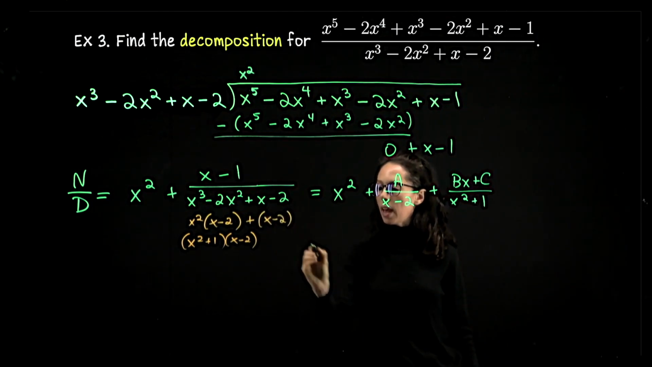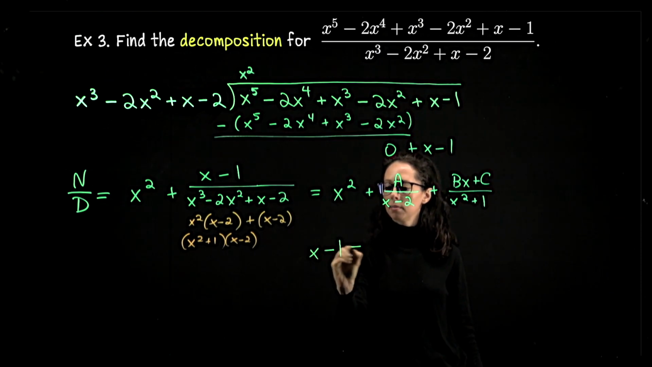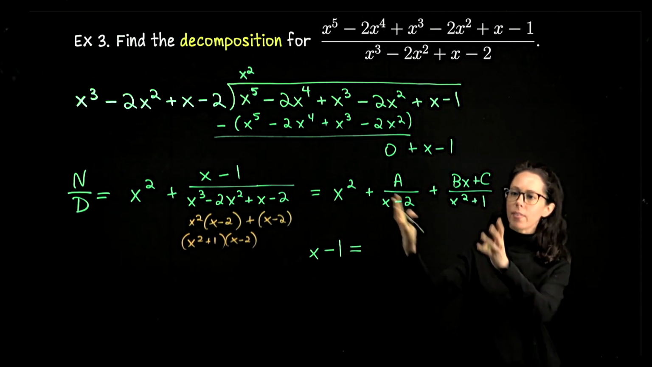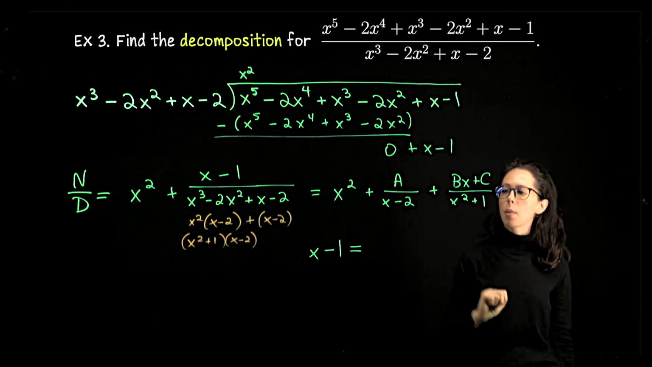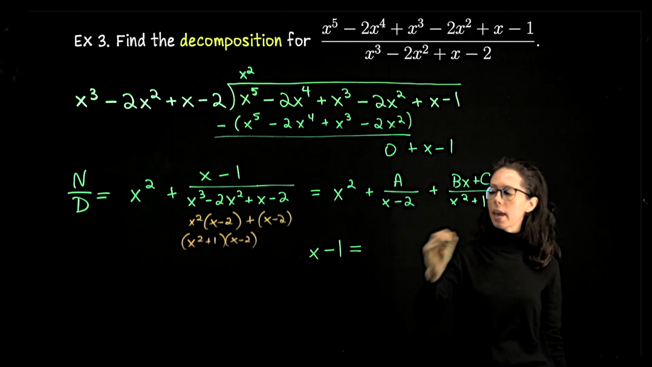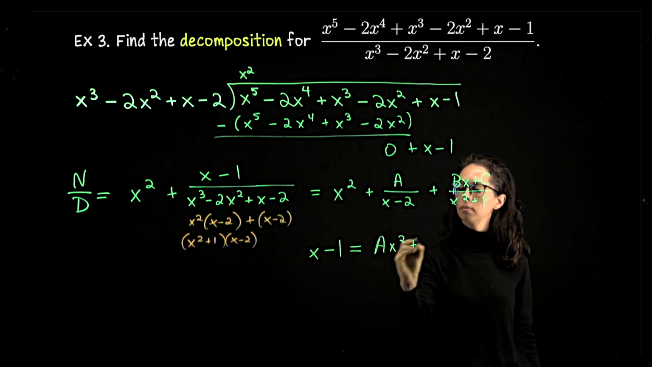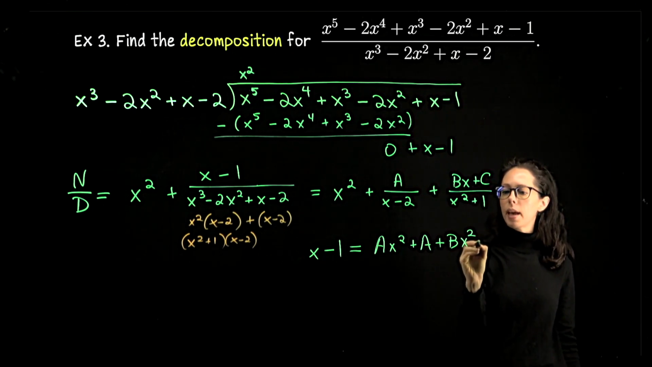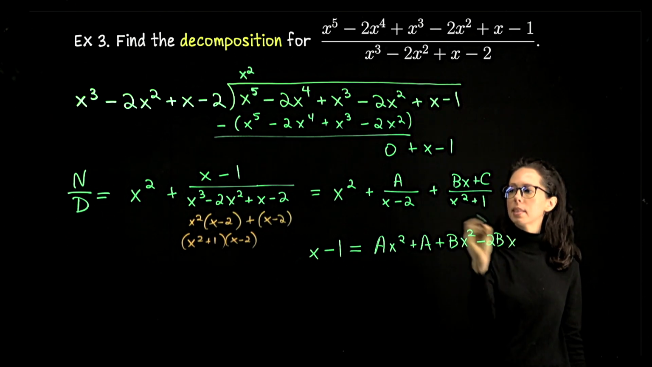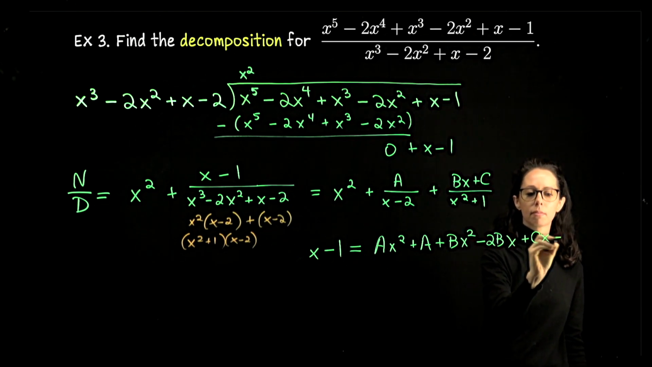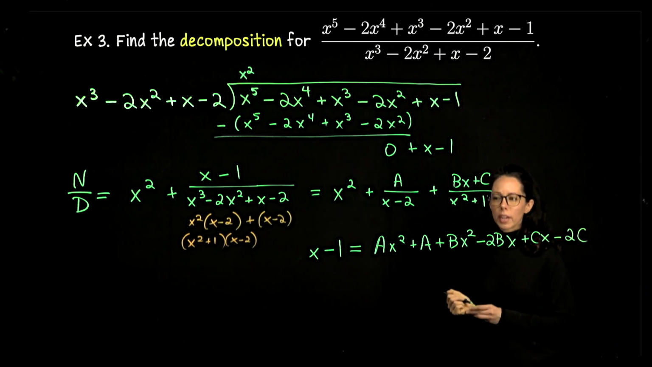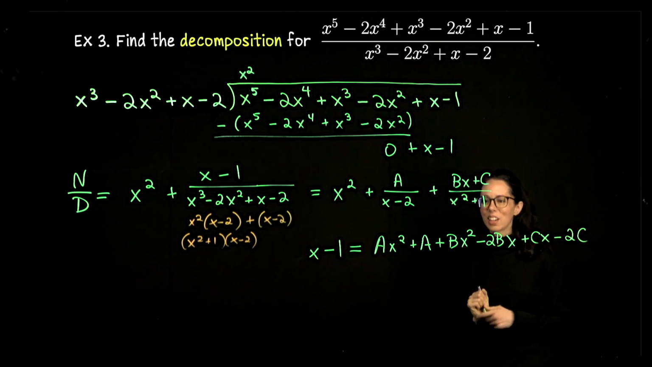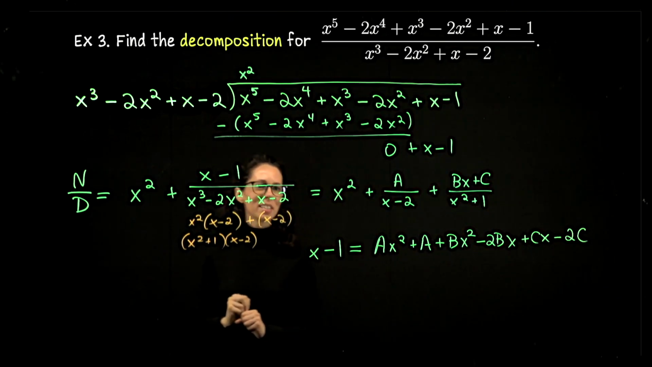Okay, I'm going to do the partial fraction decomposition here. So our numerator on the left is x minus 1. And then if I look at these two terms, what numerator would I get if I added these two fractions together using a common denominator approach? I would have ax squared plus a plus bx squared minus 2bx plus cx minus 2c. Again, we're going to have three equations for three unknowns. Let me go back to the left just to make sure that we have enough room to finish this computation.